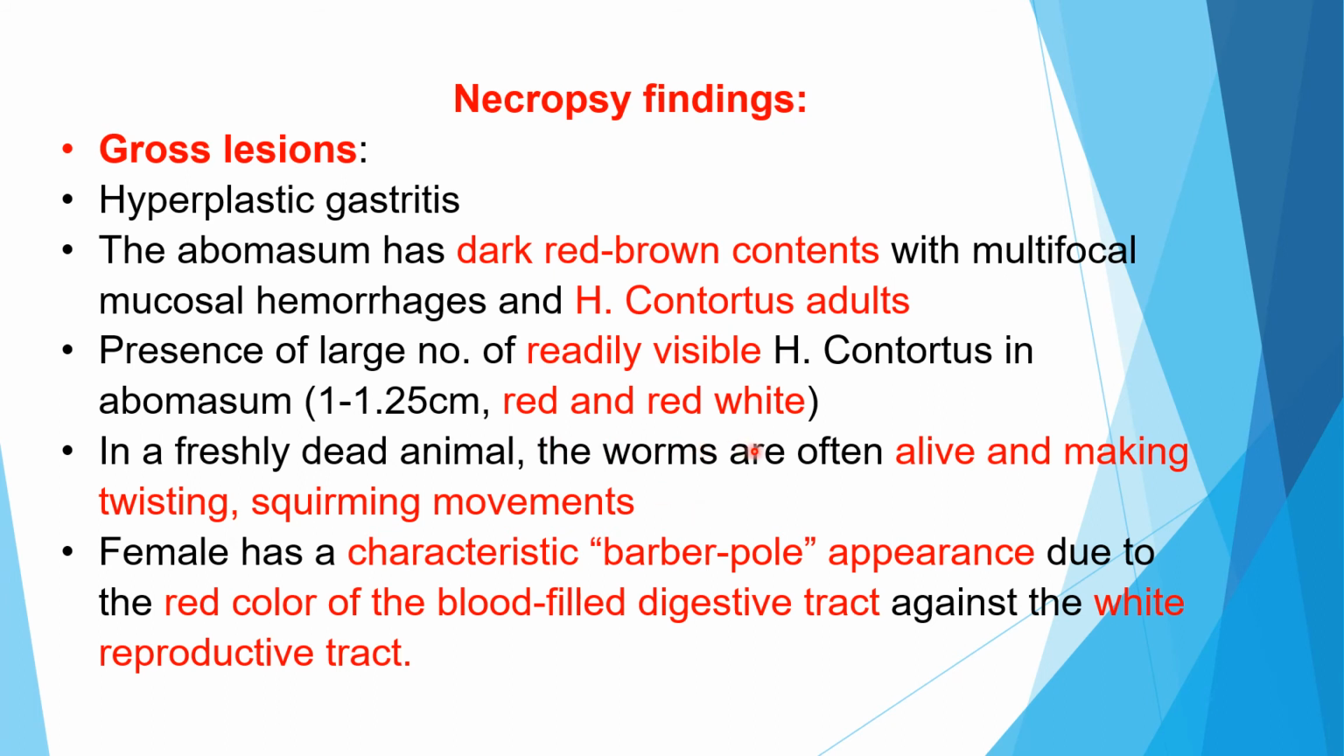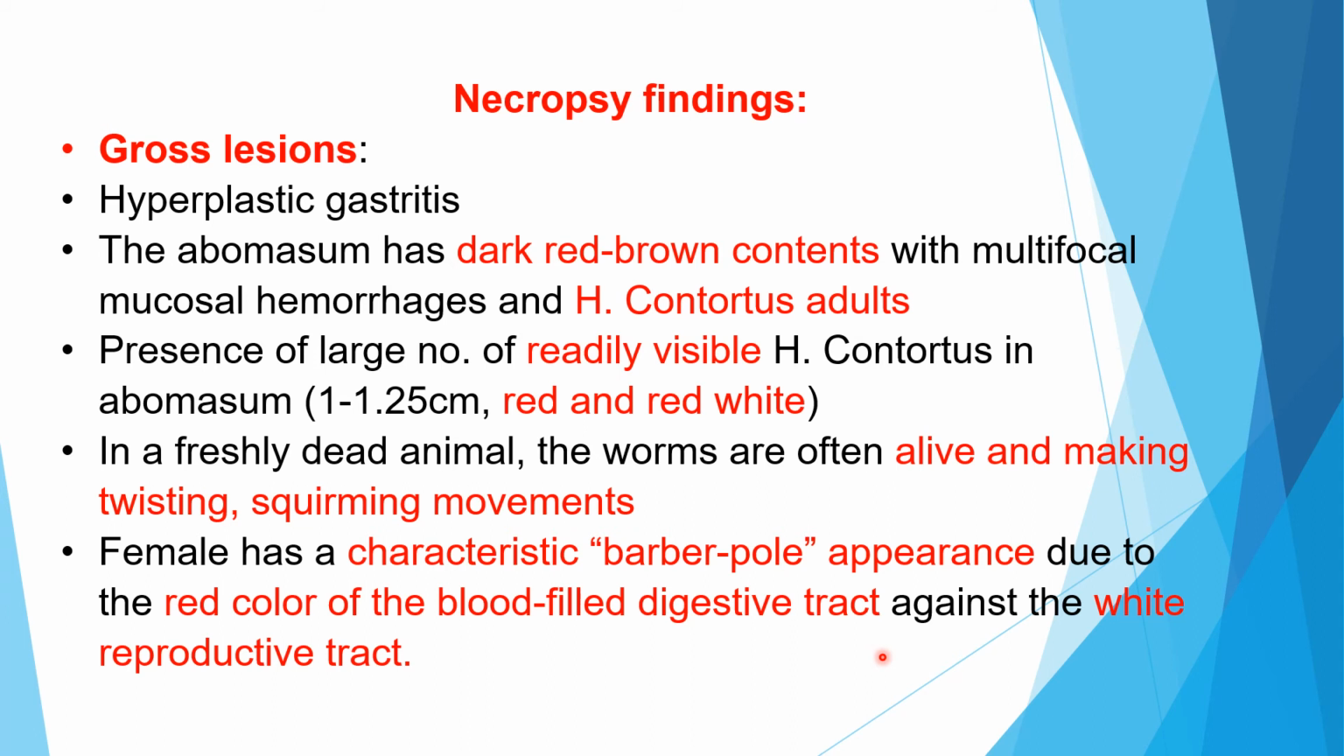Now, what is red and red-white? The female adult worm has a characteristic barber pole appearance. That's why the parasite is named the barber pole worm. The female has this appearance because the red color is due to the blood-filled digestive tract. You can see the clear-cut digestive tract through the body of the worm.